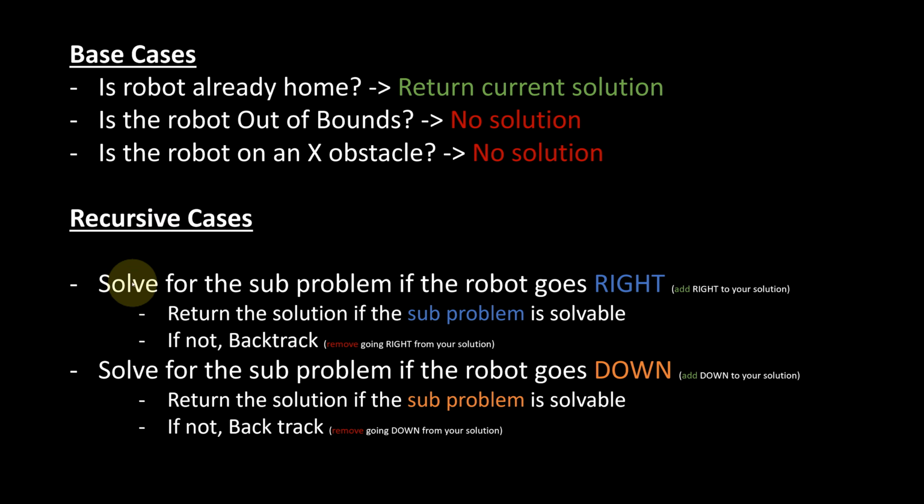So in the recursive case, we solve for the subproblem if the robot goes right. And here it says add right to your solution. So we will add right to our solution and then recurse with a new position of our robot. So our robot is one position to the right now, and then we pass that to our recursive function. And if it gives us no solution, then we backtrack by removing the right label from our solution and then trying to do the same thing but going down instead. So that's pretty much the recursive case.